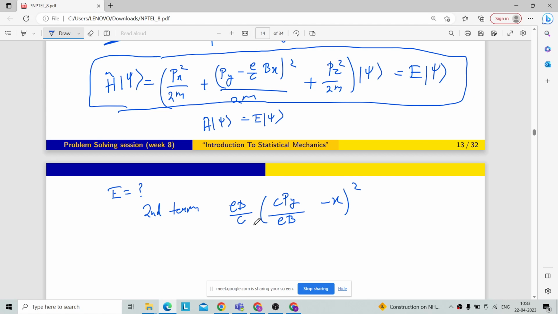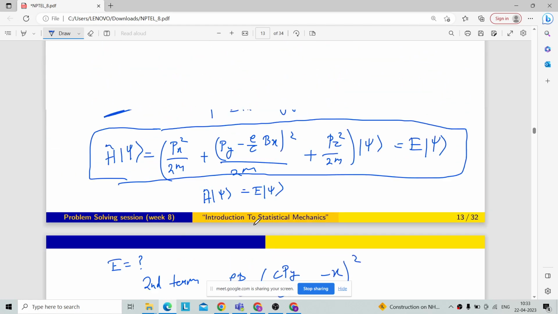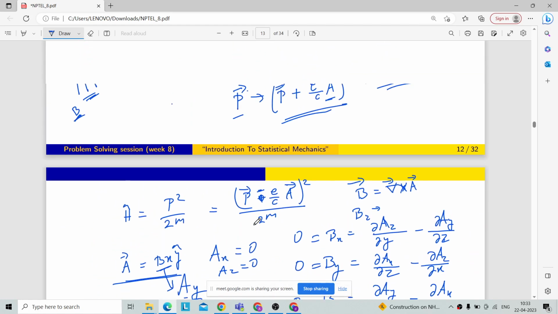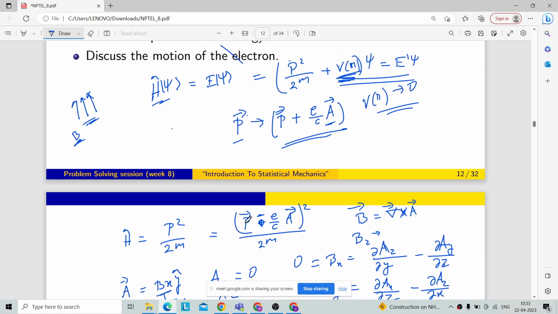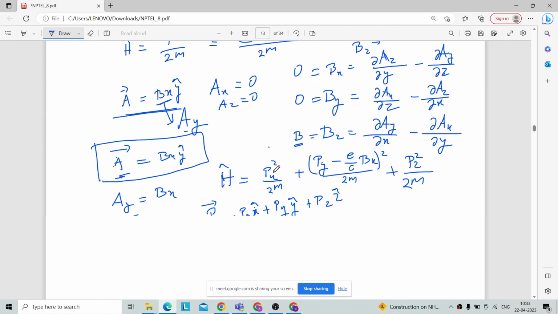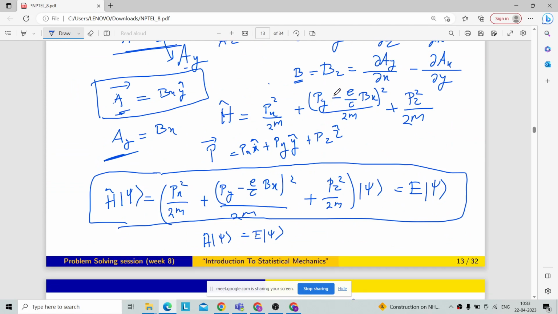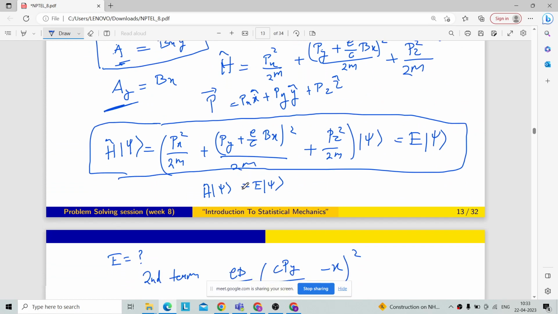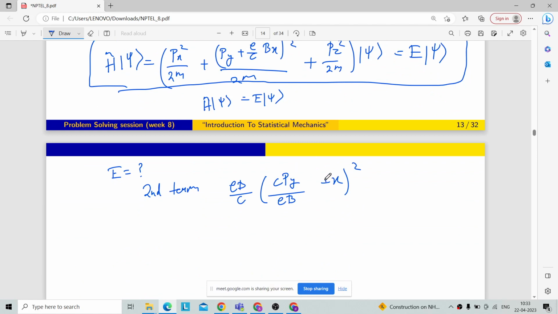Okay. So I made a mistake here. So in a magnetic field, the momentum changes as P minus e over c times A. As the electron charge is negative, it will become plus. So in every term, it will become plus. Right. So this is plus.